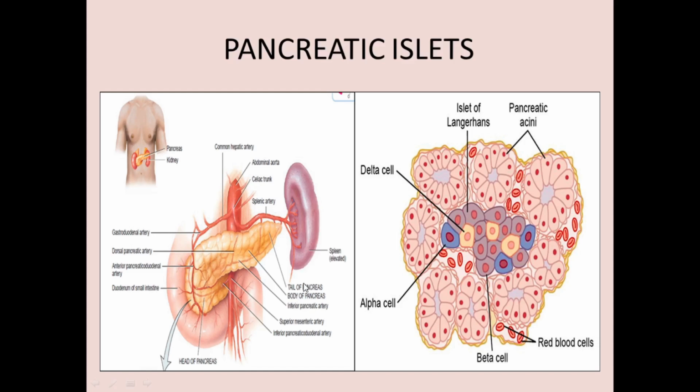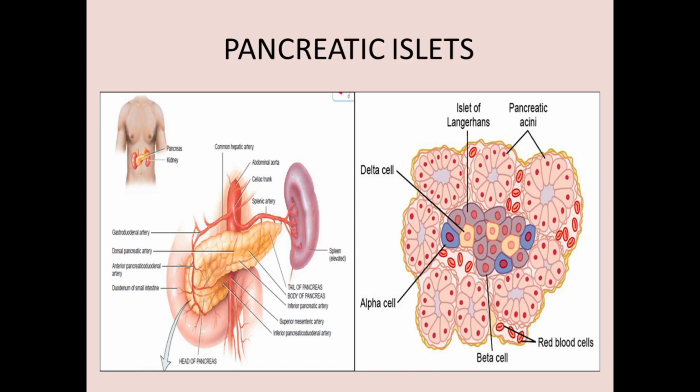Now we're going to see the internal anatomy of the pancreatic gland. Internally, if you are able to see, it is divided into two parts. One is called acini, another one is called pancreatic islets. Acini is a part of the exocrine gland and the pancreatic islet is a part of the endocrine gland. These acini produce the digestive enzymes, and these digestive enzymes via the ducts enter into the GI tract for digestion.